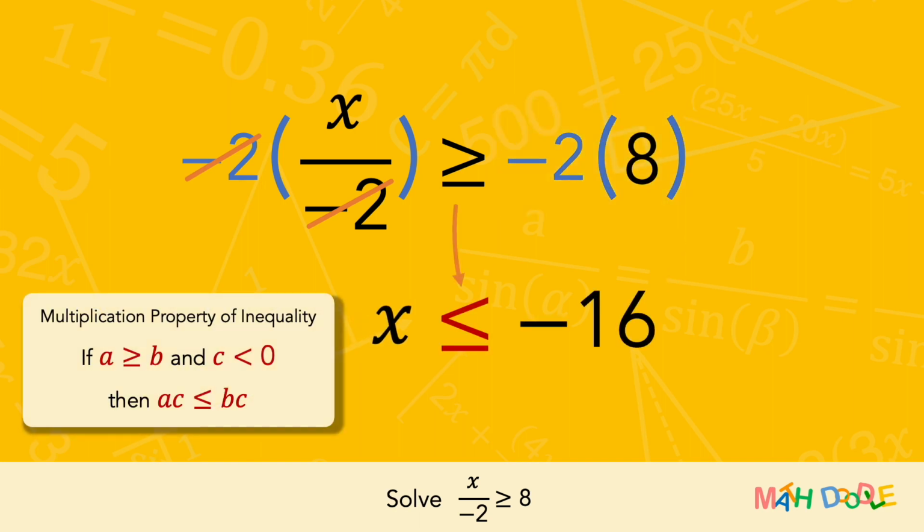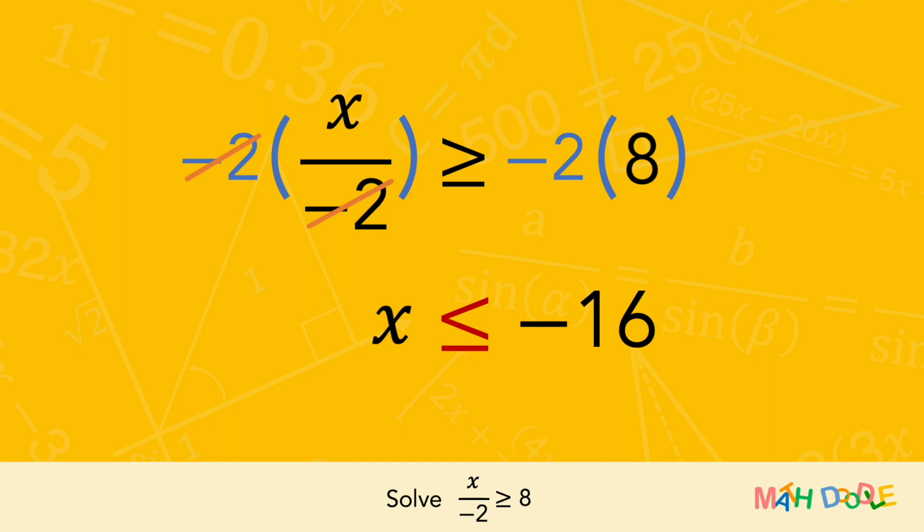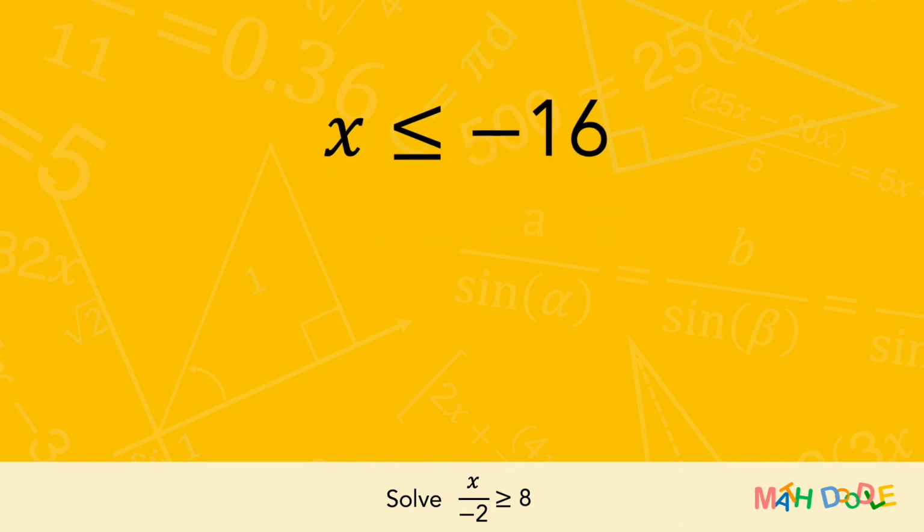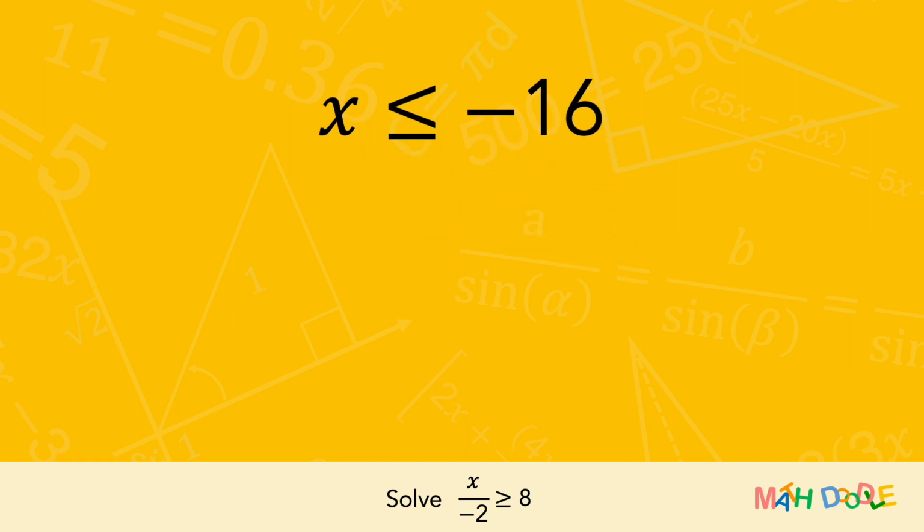Here, it is important to change the direction of the inequality because we multiply the inequality by a negative number. So, x is less than or equal to -16. This tells us that x is all numbers less than or equal to -16.